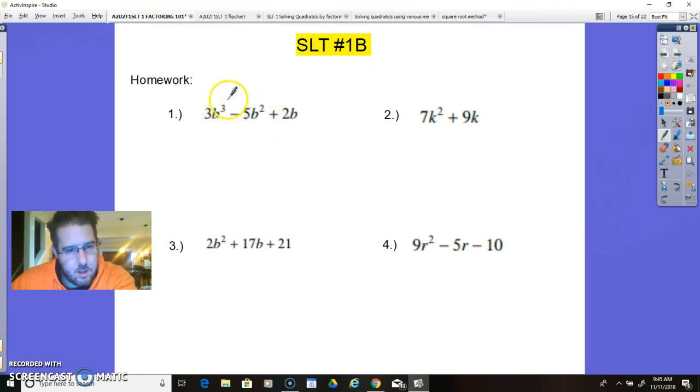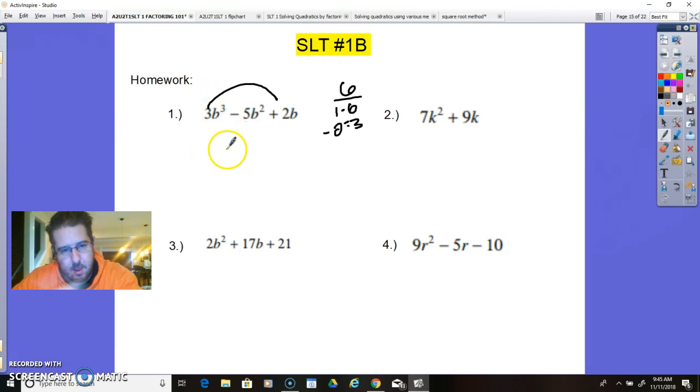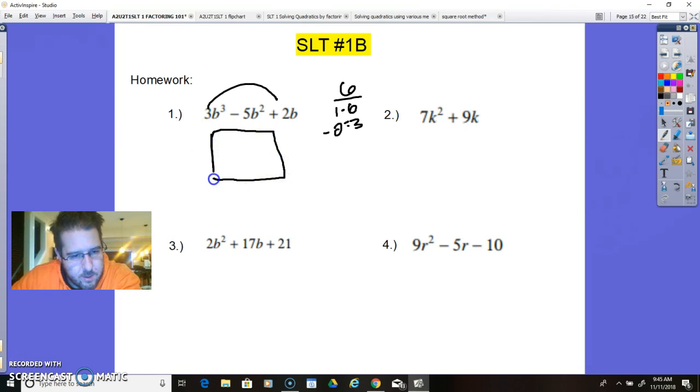All right, homework. Leading coefficient out in front. Great. 3 times 2 is 6. Factors of 6. And the one that's going to add up to negative 5 is negative 2 and negative 3. All right, so there's my split. Or I can make the table. Okay, I'm going to use the square method.